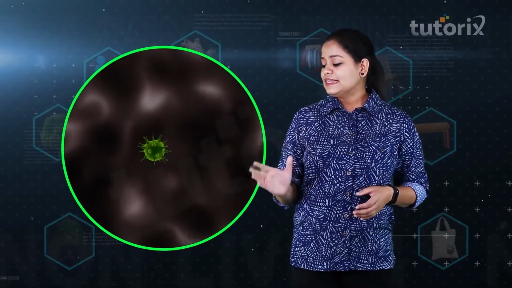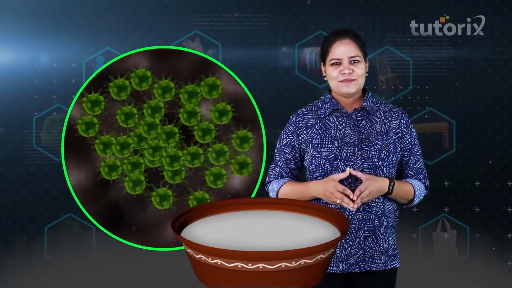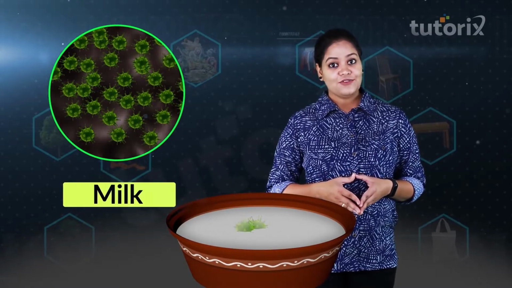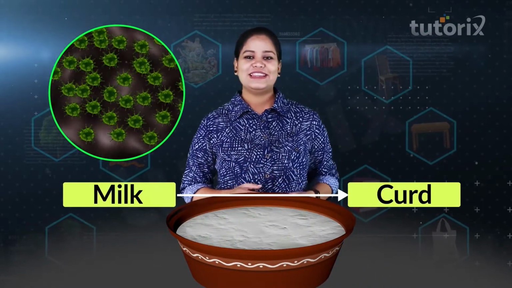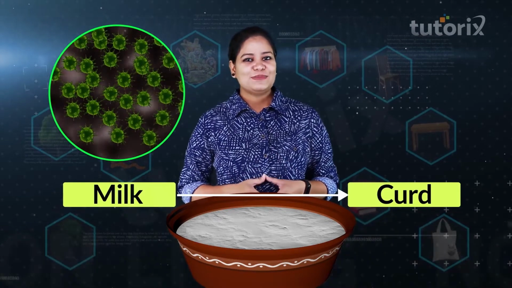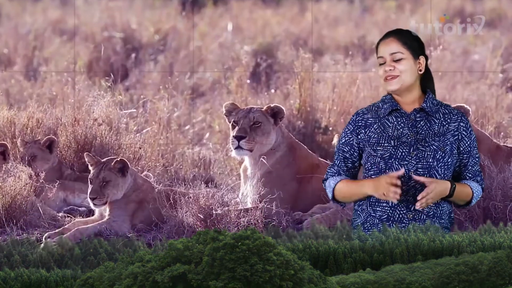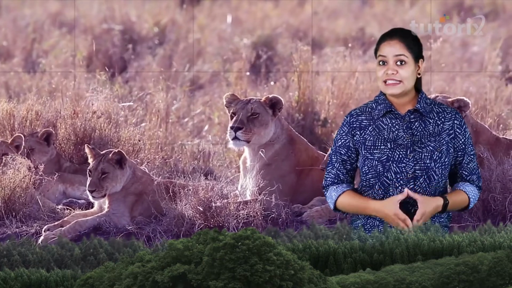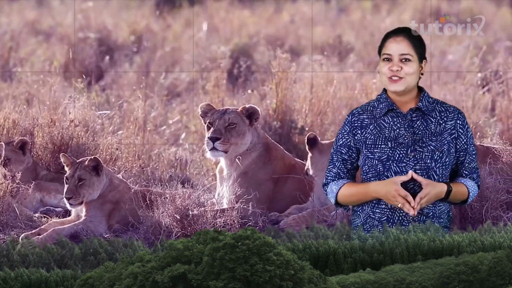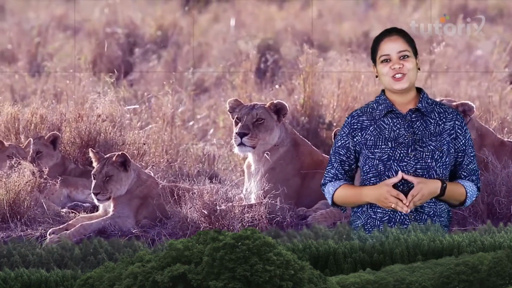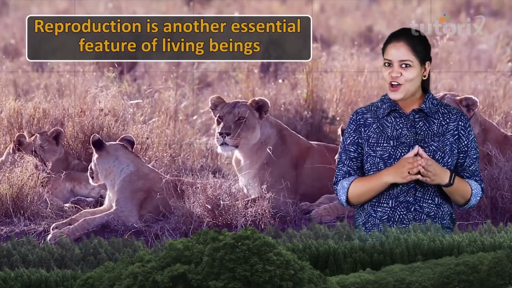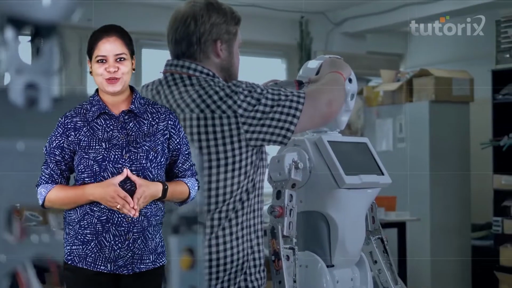For example, this tiny bacteria rapidly multiplies its population and converts the milk into the curd. This rapid multiplication of population is basically reproduction. In the same way, other living organisms like plants and animals also reproduce as they produce young ones. So, we can say that reproduction is another essential feature of living beings. But robots can never exhibit reproduction.